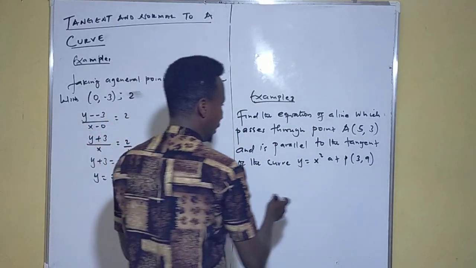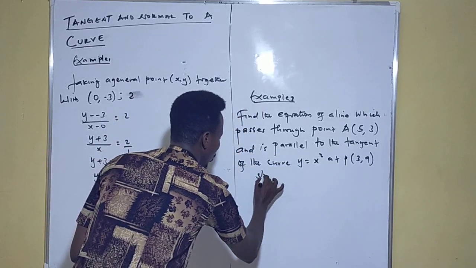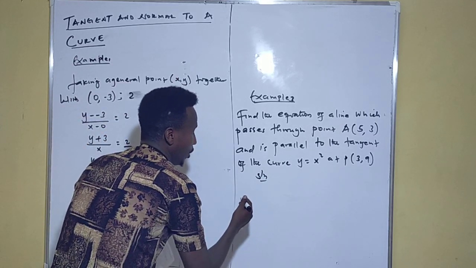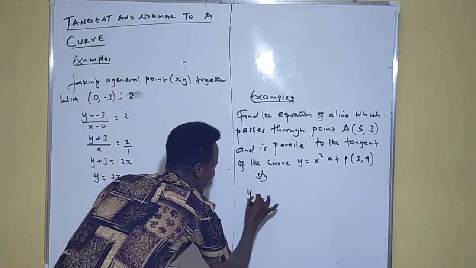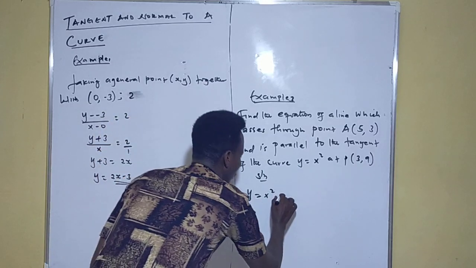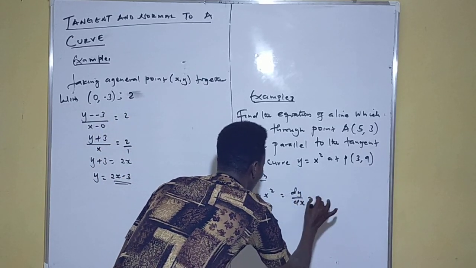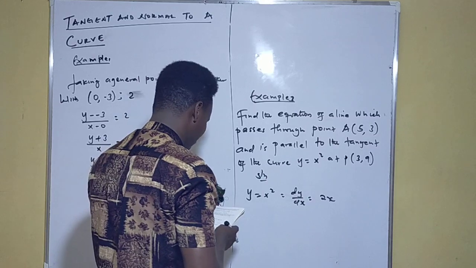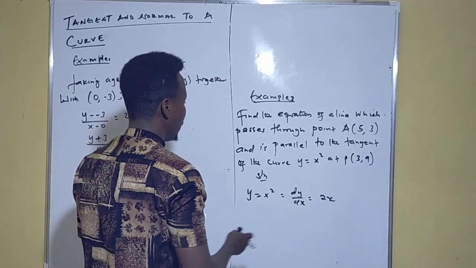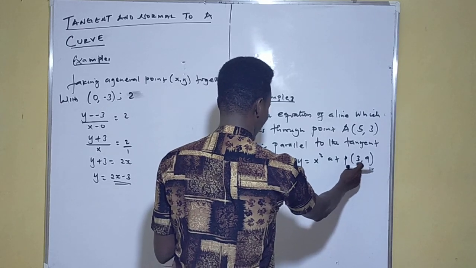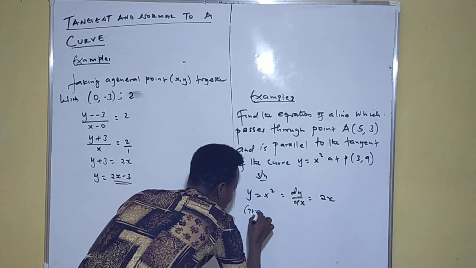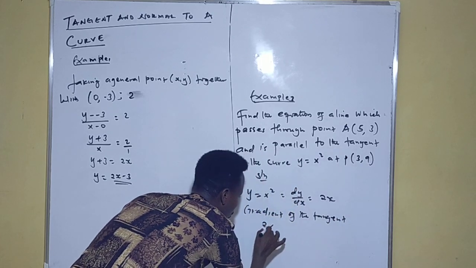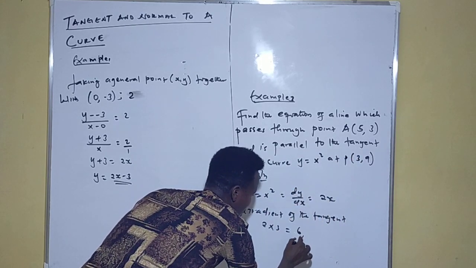Remember these two lines are parallel. So when you come to the solution, let me write first: y is equal to x squared. Let me differentiate this one: dy/dx is equal to 2x. What I will do is substitute the value of x, because the tangent point at the curve is this one. The gradient of the tangent will be 2 times 3, which is 6.